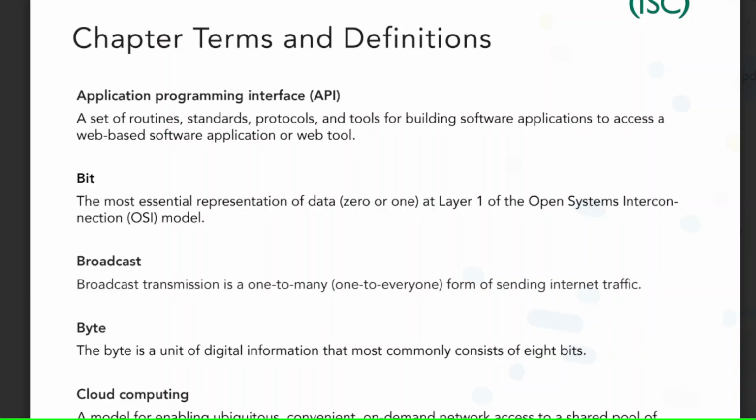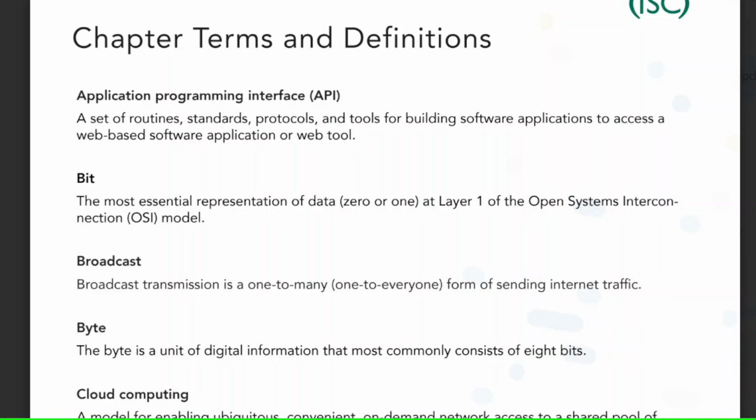Next we have a bit. Bit stands for the most essential representation of data. It may be either a zero or a one, and you can find bits in layer 1 of OSI. OSI stands for Open System Interconnection Model.